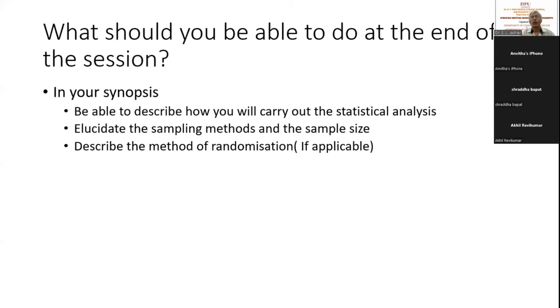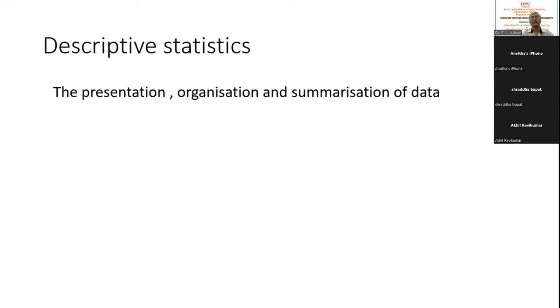Okay. So what should you be able to do at the end of the session? In your synopsis, you should be able to describe how you will carry out the statistical analysis, elucidate the sampling methods and sample size. And if you are doing randomization, then what is the method of randomization that you are doing? So that is what you should be able to do. So let us start with the things.